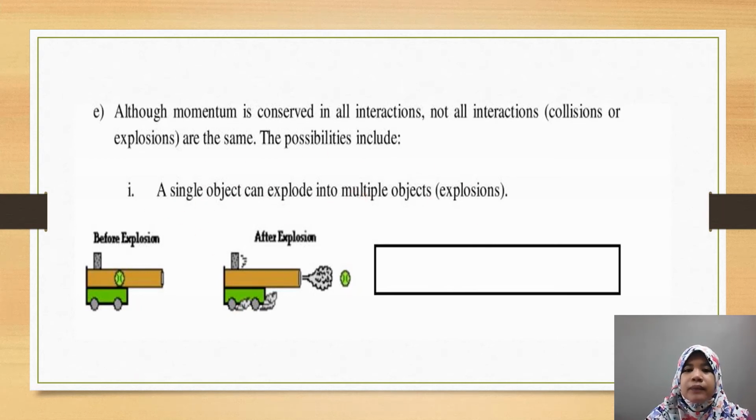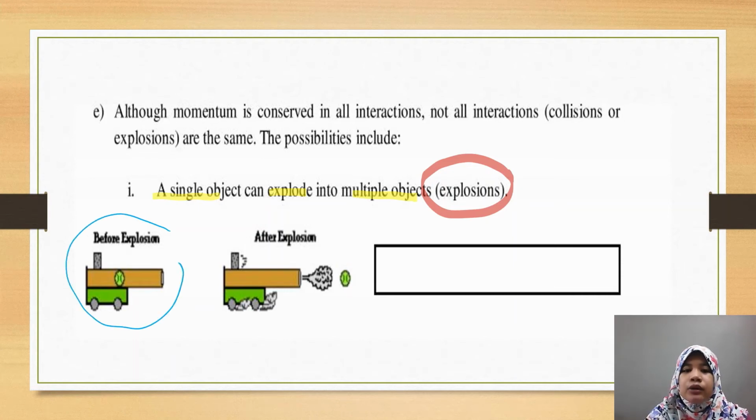Alright, so for example, kita ada a single object which is explode into multiple objects. Alright, so maksudnya berlakunya explosions di sini. Okay, so if you can see before explosion and after explosion. Alright, so kalau kita lihat dari segi equation, before collision, no velocity. Alright, so maksudnya tiada pergerakan velocity lah. So maksudnya momentum dia adalah sama dengan kosong. Okay, so means that momentum before collision is equal to 0.